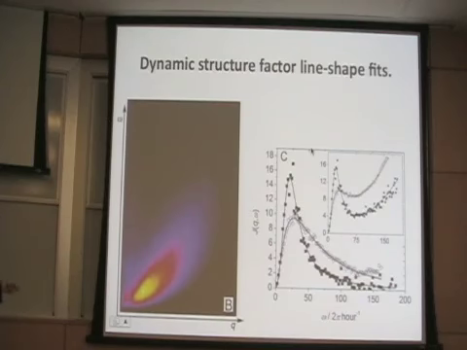So here's a sample of a dynamic structure factor of cell motion. And then if you take a slice along here, you can fit the line shape with that function on the last curve, and the line shape fits beautifully. If you do it at one q value, you get a peak here, and if you do another q value, you get a peak there, and so forth. So you get a peak position and a peak width.